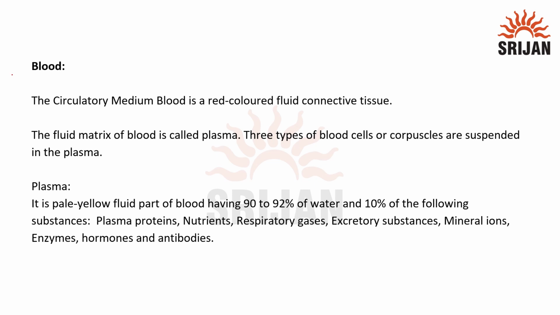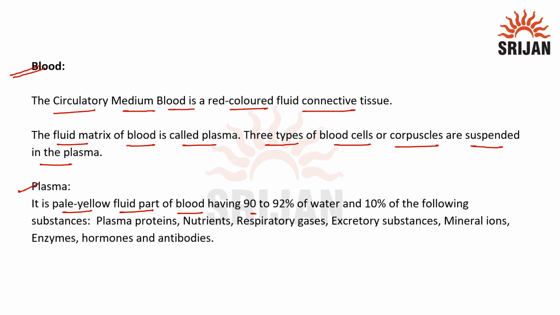Now let's understand about blood. The circulatory medium blood is red colored fluid connective tissue. The fluid matrix of blood is called plasma, and three types of blood cells or corpuscles are suspended in the plasma. Let's understand about plasma. Plasma is pale fluid part of blood having 90 to 92% of water and 10% of following substances like plasma proteins, nutrients, respiratory gases, excretory substances, mineral ions, enzymes, hormones and antibodies.